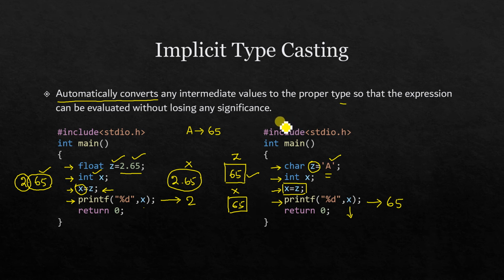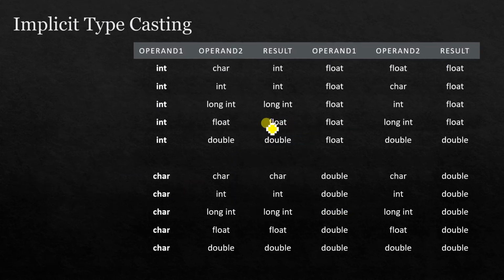I am creating a table here to show you what the result should be whenever there are two operands of different data types and automatic type conversion is applied. Automatic means implicit type conversion will be applied. You can see here, when operand 1 is an integer and operand 2 is a character, and you perform any operation using these two operands, the result will be automatically converted into integer.